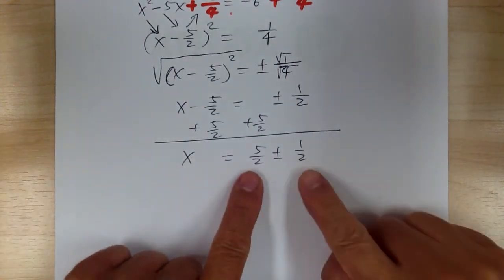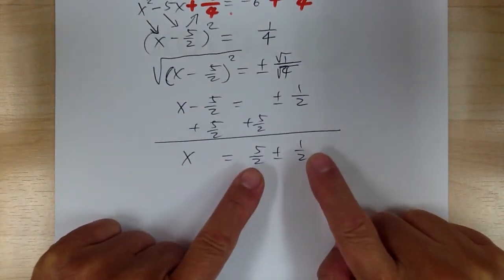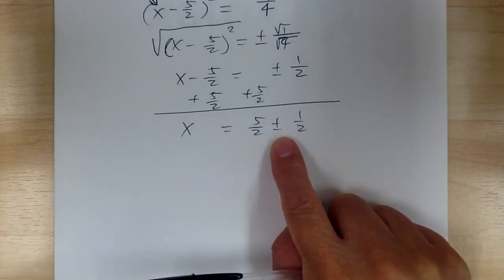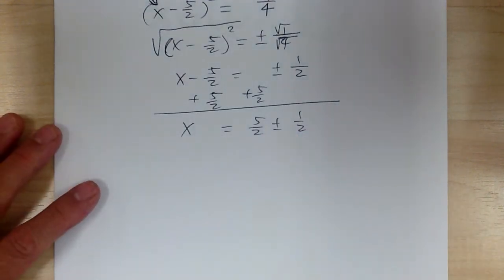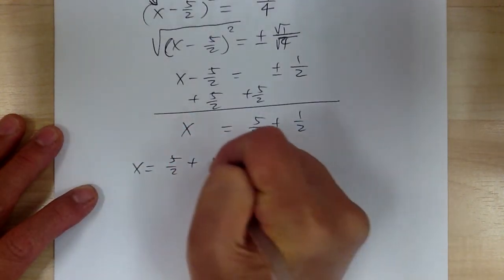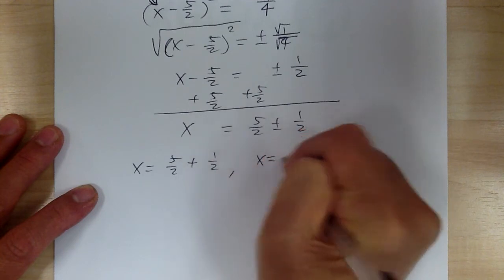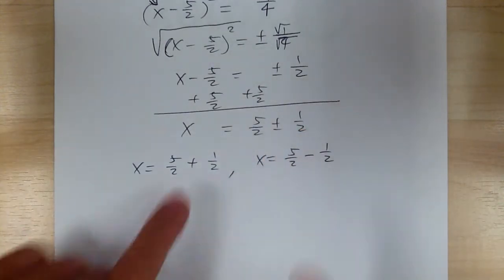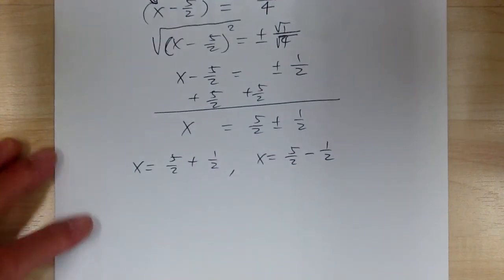But now, notice it's the same kind of number. That means you need to simplify these. And before you simplify, what you want to do is separate the plus from the minus. So you get x equal to 5/2 plus 1/2. You get x equal to 5/2 minus 1/2. So separate your plus from the minus to simplify.